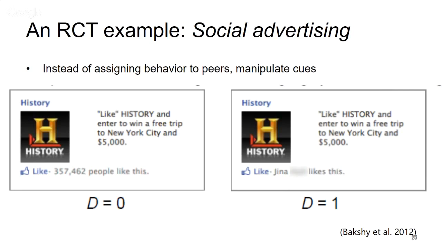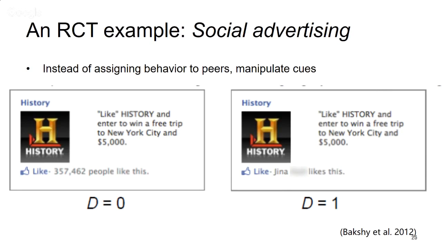But you have these two icons of the pages, and then on the left-hand side, you just have generic information on how many people like the page. And then on the right, you have a social cue. So it tells you that one of your friends has liked this page in addition to generic other people. And so Facebook would target these ads to people with at least one other person in their network who's liked this page, right? So now what's really cool about this study is it doesn't really manipulate the peers by assigning behaviors. It just manipulates the signal from the peers.